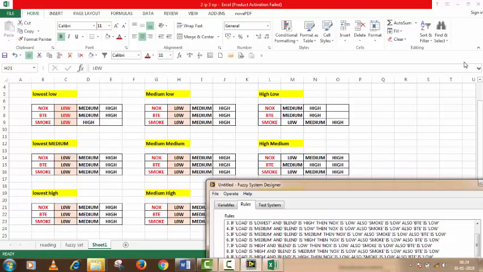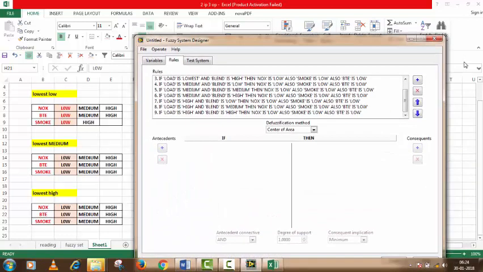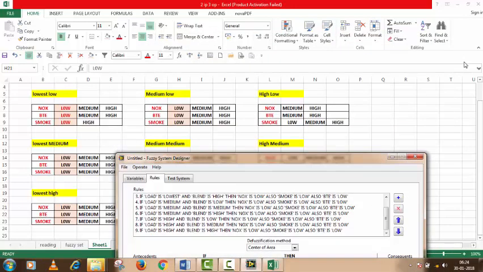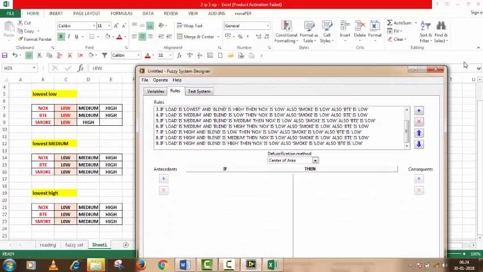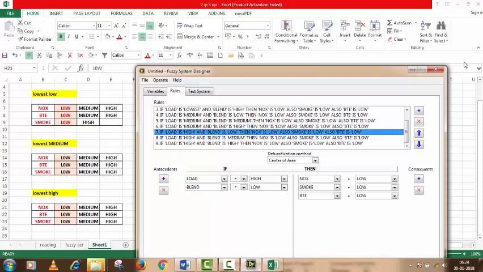See, NOx is low, BT is low, smoke is low is not, NOx low is not coming. Okay, but here what happens? NOx is low, smoke is low, BT is low. Here only smoke is low, NOx and BT only medium. So this seventh rule is not correct. Understood? So we have to modify the rule.